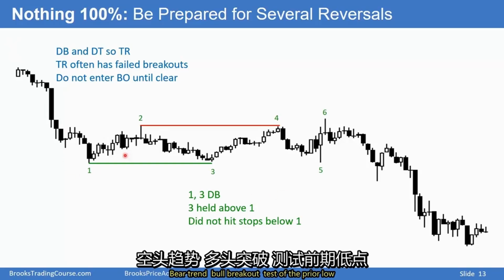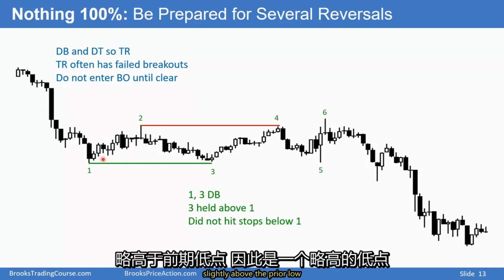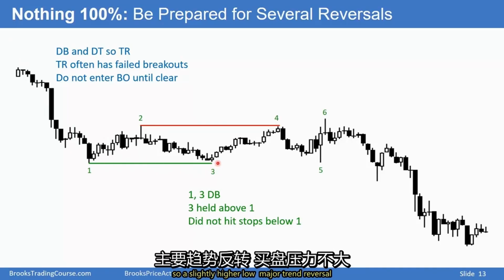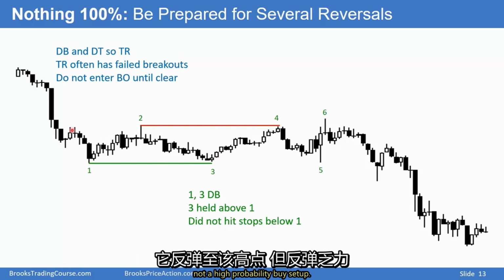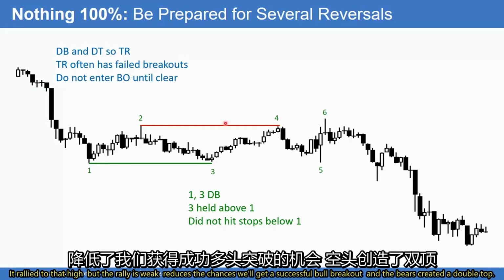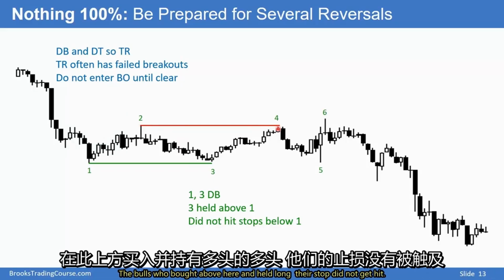Bear trend, bull breakout, test of the prior low, slightly above the prior low, so a slightly higher low, major trend reversal. Not much buying pressure, very tight range, not a high probability buy setup. It rallied to that high, but the rally is weak, reduces the chances we'll get a successful bull breakout, and the bears created a double top.